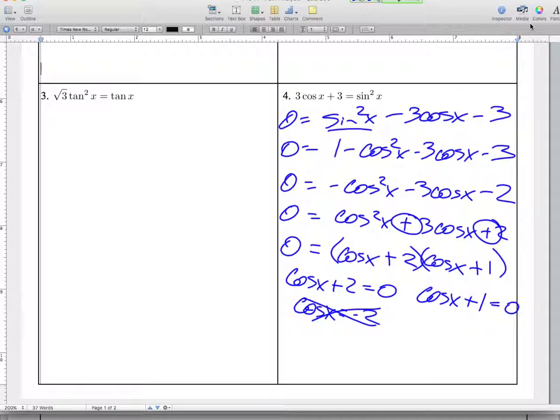The other one I get cosine equals negative 1. So I look, here's cosine, cosine, cosine, no match there, so that means it's got to come from an ordered pair. Cosine is x, so I'm looking for an x value of negative 1, which occurs here, and the angle is pi. So I get x equals pi plus 2 pi n.